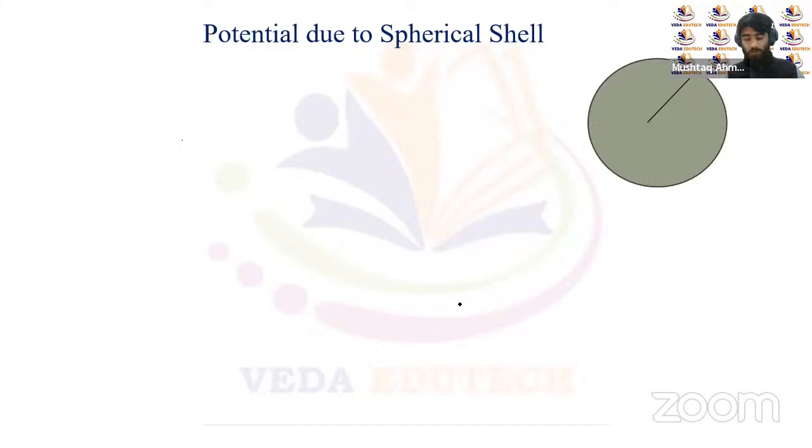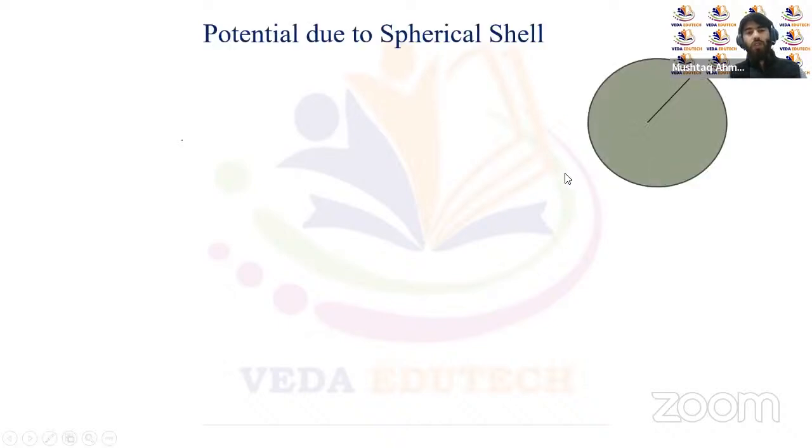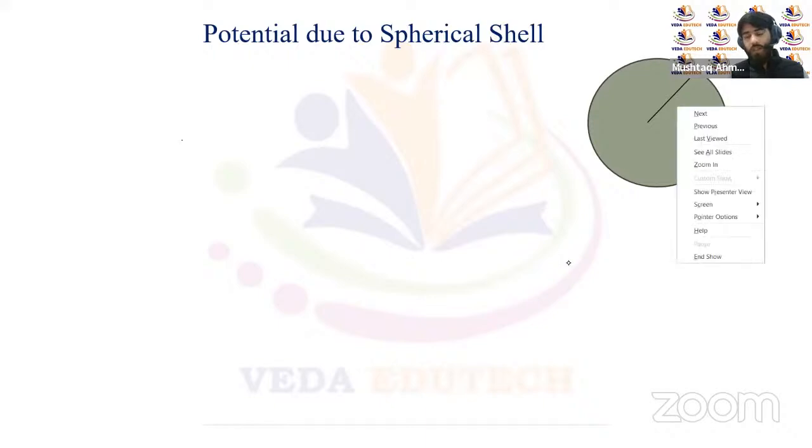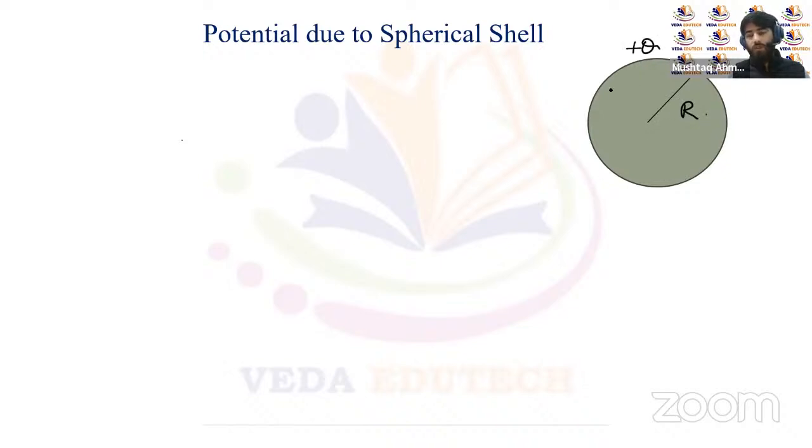So let's move on to the next concept here, where we find the potential due to a spherical shell, right? It's a spherical shell given in this picture. In this picture, we can clearly see that we have a shell of radius r, and plus q charge given to this spherical shell, and it is uniformly distributed over the surface of this shell.